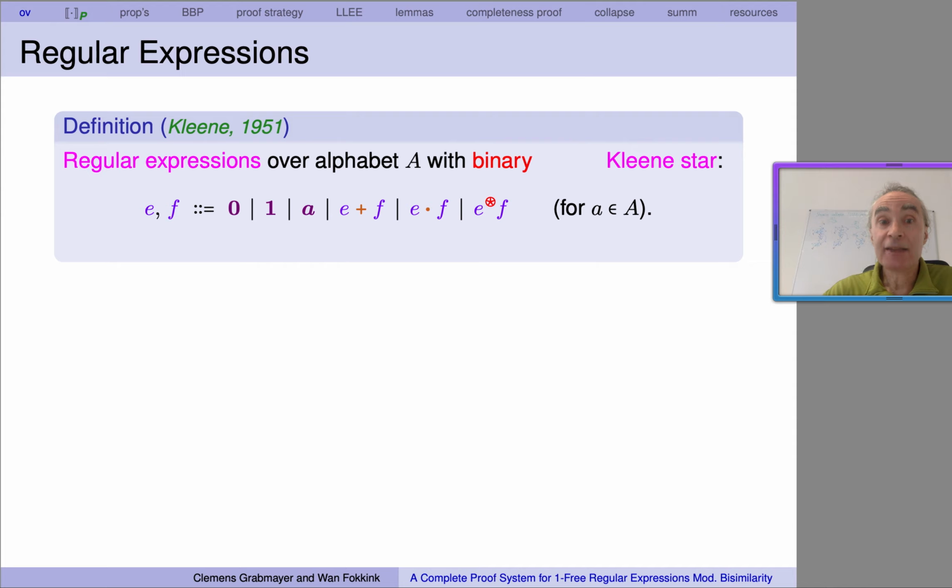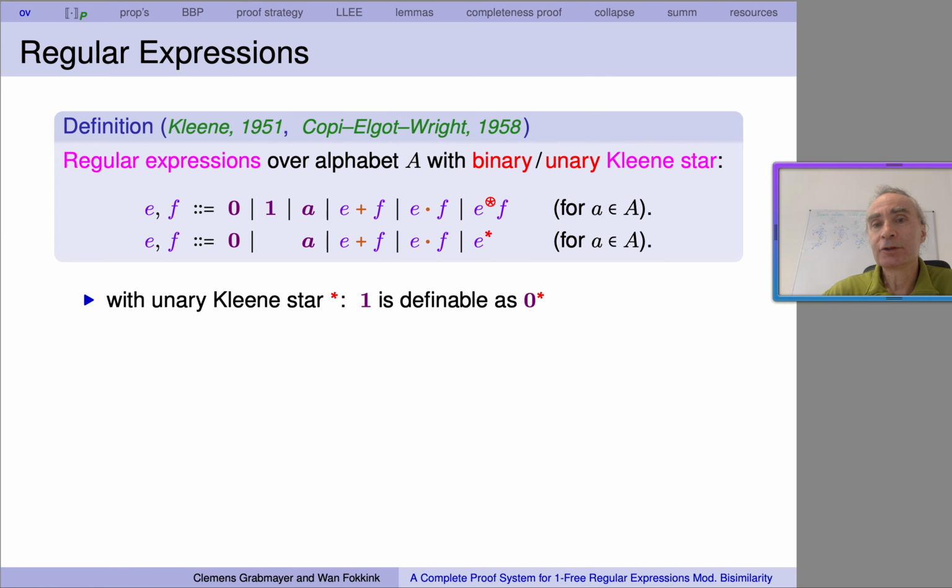Regular expressions, as defined by Kleene in 1951, in an algebraic modern formulation, can be viewed as the following grammar. We have a constant 0, a constant 1, we have letters over an alphabet, we have the possibility to form sums, products, and Kleene star expressions. Copi, Elgot, and Wright in 1958 used for the first time unary Kleene star, which gave them the possibility to do away with the 1, because it then was definable by 0 star.